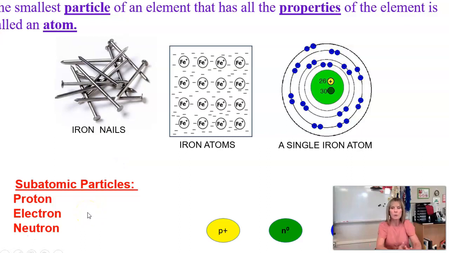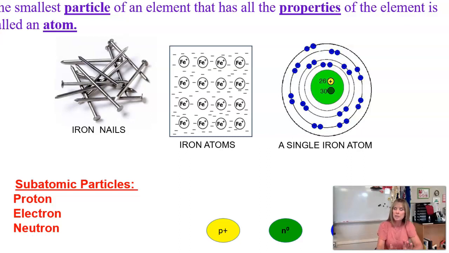Okay, so the smallest particle of an element that has the properties of that element is called an atom. In the slide you see we have iron nails, iron atoms, and a single atom of iron. The absolute smallest piece of iron that there could be is one tiny atom of iron. Not an iron nail, that's made up of millions and millions of iron atoms. But the smallest particle, the absolute smallest piece of any element, is called an atom of whatever element that is. In this case, we've got iron.